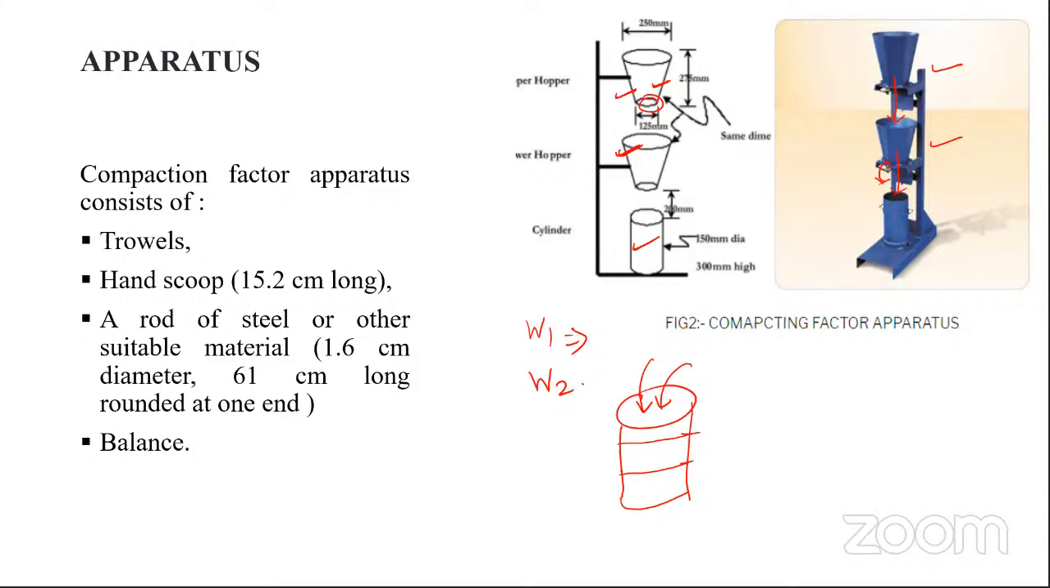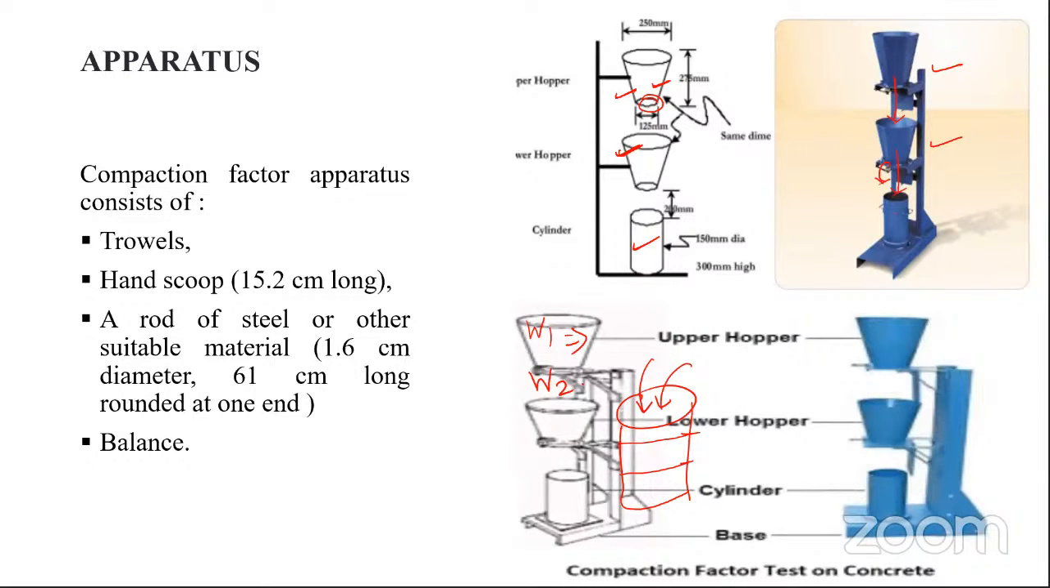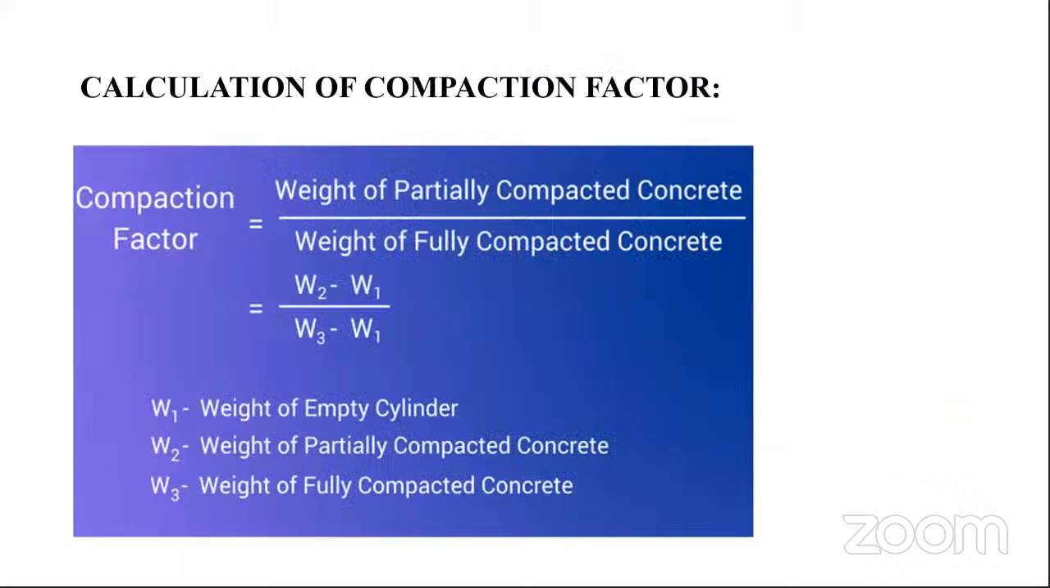Anil, Harish, is it or not? Now, after finding W1 and W2, we will just take the ratio of W2 upon W1. Here they had taken W1 as the empty weight of the cylinder, W2 as the weight of partially compacted concrete due to gravity, and W3 as the weight of fully compacted concrete due to damping.